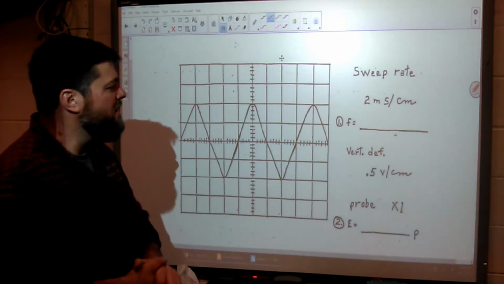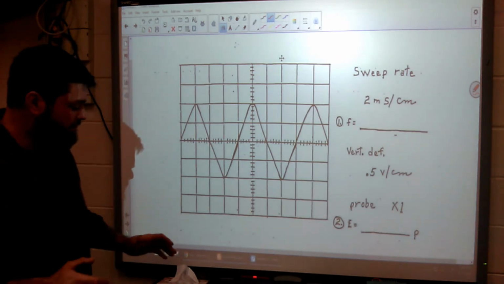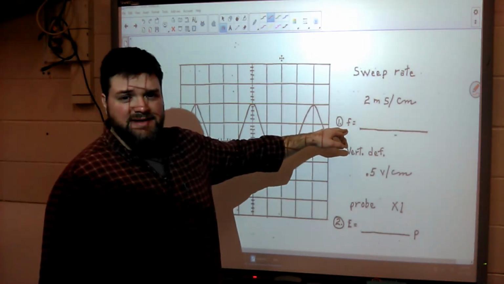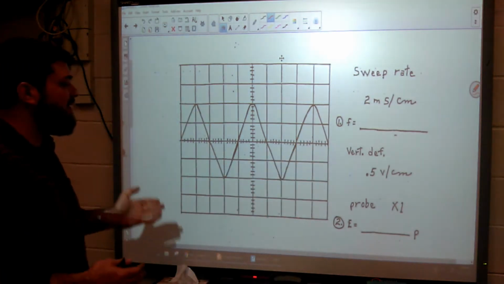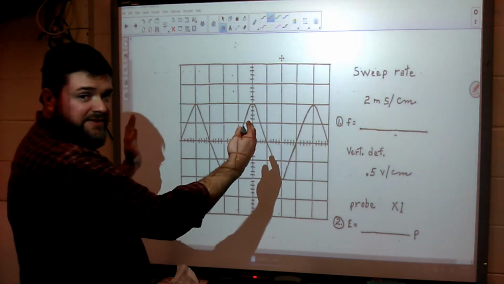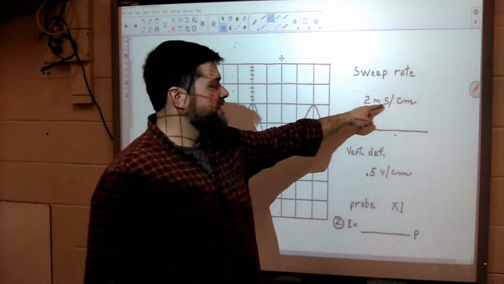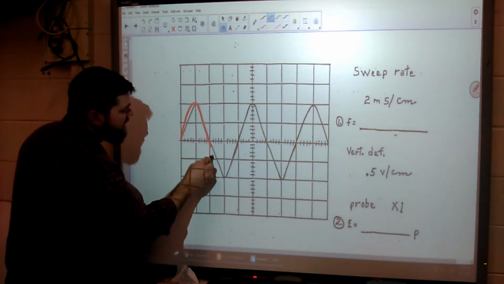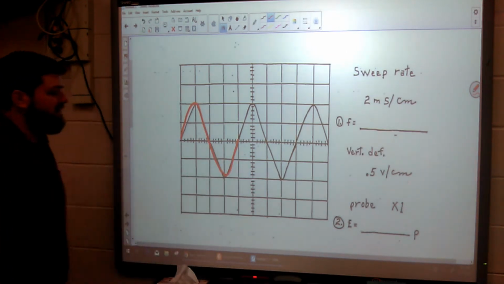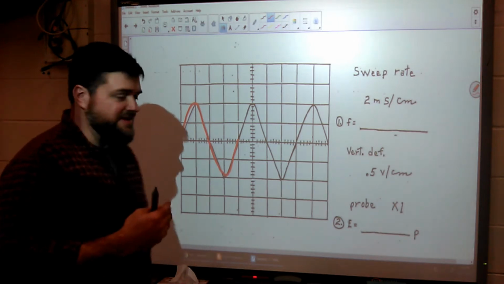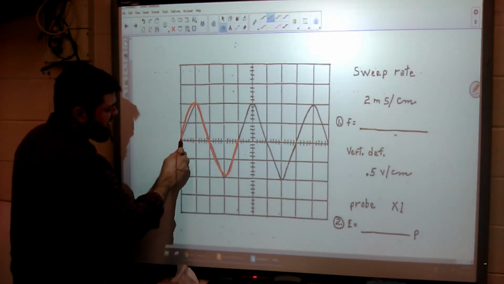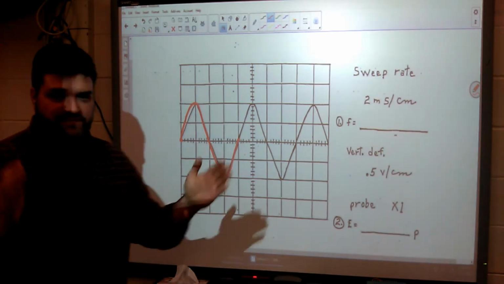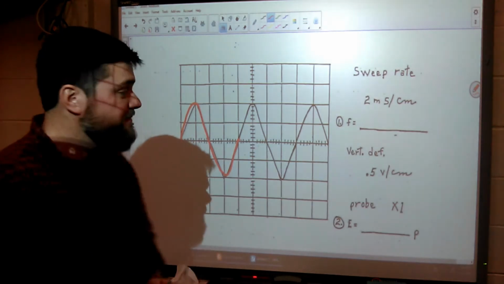Looking at this first one, when it says calculate the frequency, we need to know how many squares we have widthwise and what each square is worth. Of course, that's in centimeters. So how many squares for this sine wave? If we start here and end here, that's 1, 2, 3, 4 squares. So our sine wave is 4 centimeters wide on our oscilloscope screen.